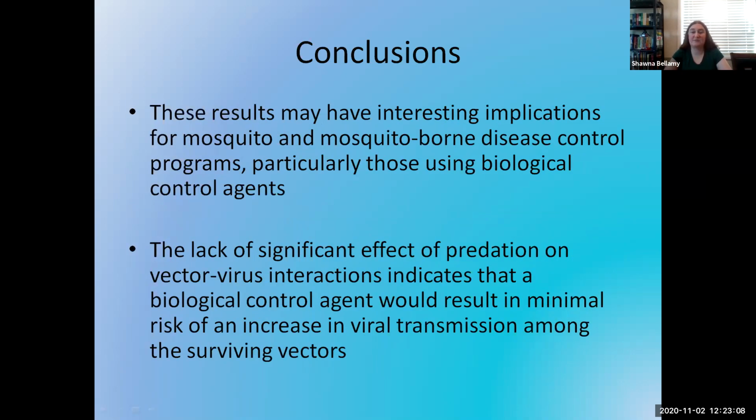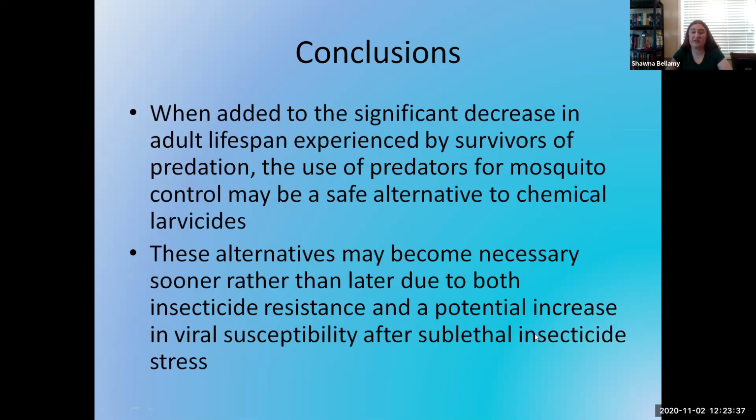And these results may actually have some interesting implications for mosquito and mosquito-borne disease control programs, particularly those that wish to use biological control agents. The lack of significant effect of predation on vector-virus interactions indicates that a biological control agent would likely result in a minimal increased risk of viral transmission among surviving vectors. And when added to the significant decrease in adult lifespan experienced by survivors of predation, the use of predators for mosquito control might become a safer alternative to the overuse of chemical larvicides.